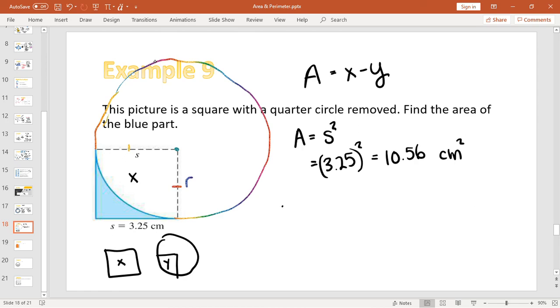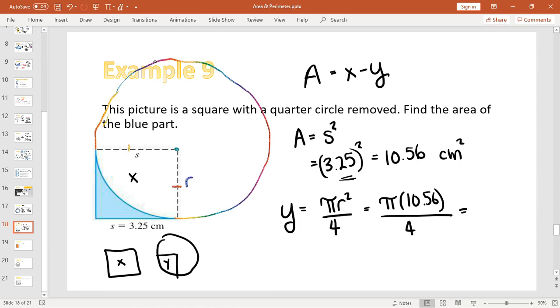Trickier. The area of the circle. So well, let's start with what we know. We know the area of a circle is pi r squared. But we don't need the whole circle. We only need a quarter. So we're going to divide it by 4 because that's splitting it into 4. You could also multiply by 0.25, same thing. So we're going to do pi times, I'm going to use just this 10.56 from up there because that happens to be my r squared already, and divided by 4. And that gave me 8.29-ish centimeters squared.